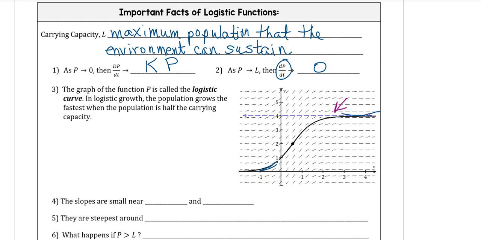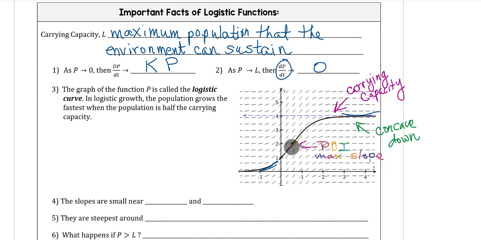So that horizontal tangent line is our carrying capacity. And a thing to note here is that it is concave down through this part of the graph. That would come up in like a part C of a free response question. You'll notice there's a point labeled here. This is our inflection point, and this is also the point where it is the steepest. So this will be where the maximum slope is. That's the steepest part of the graph right there.